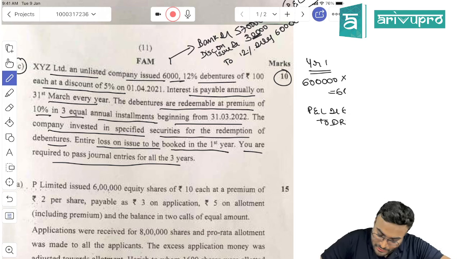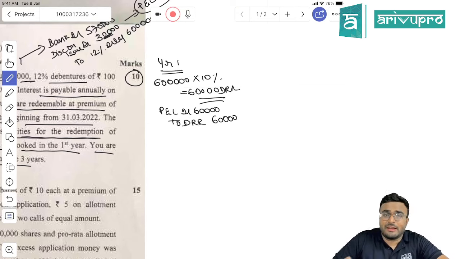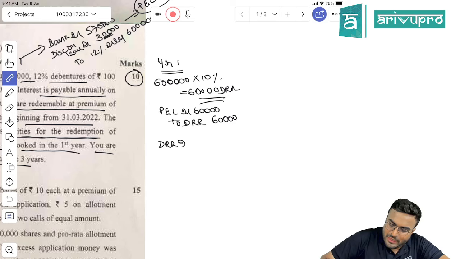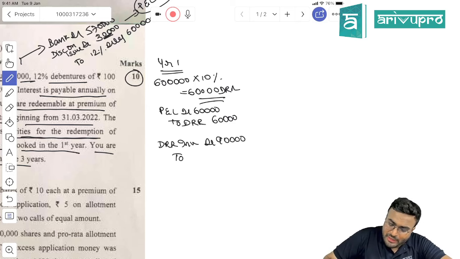Then what did they tell? The company invested in specified securities for redemption of debentures. What is the specified security? DRR investment. So what you will do again, DRR investment debited 90,000 because it's at the rate of 15%, to bank 90,000.